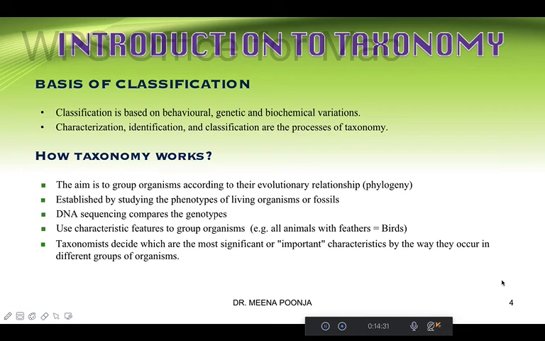Taxonomists decide which are the most significant or important characters by the way they occur in different groups of organisms. That's the reason why when we say birds, we relate it with the feathers. The moment we say mammals, we relate it to mammary glands or the external pinna and so on. And when we relate it to amphibians, it immediately reminds us that the animals are capable of living a dual life. That is, they can survive under the water as well as on the land. So each most significant characteristic feature is considered to categorize the numerous organisms into smaller groups which share the characters.